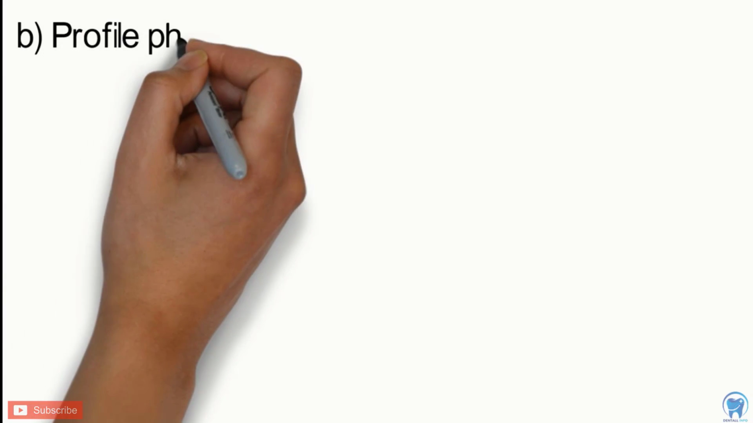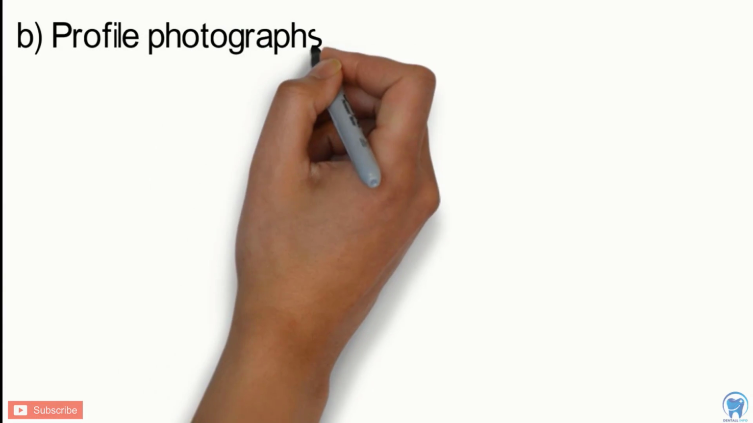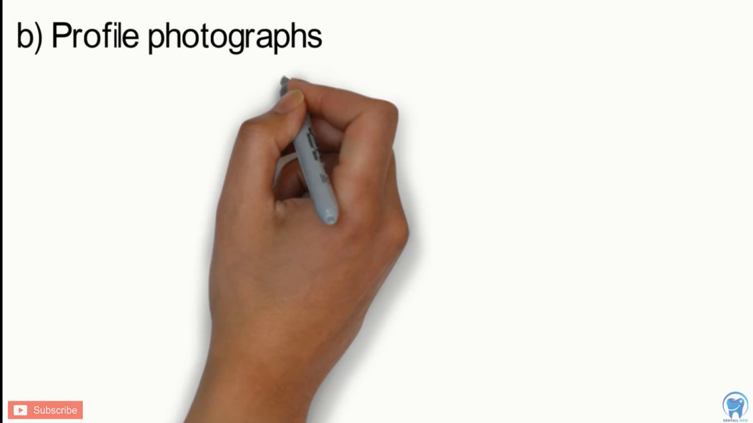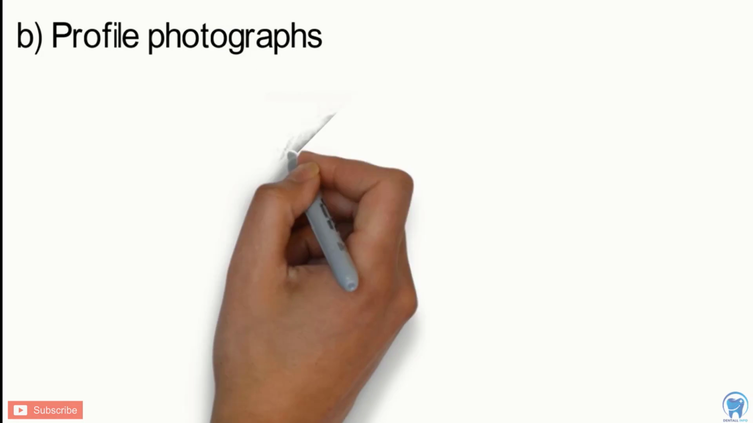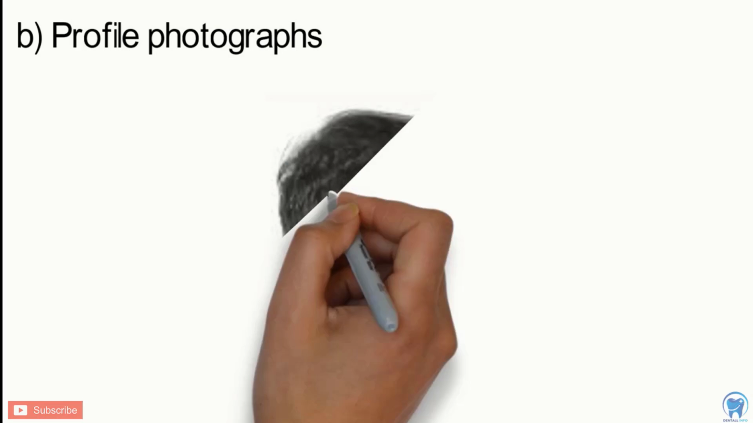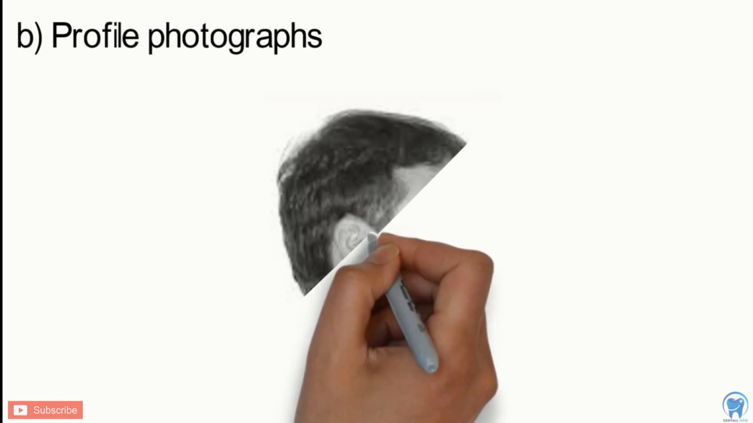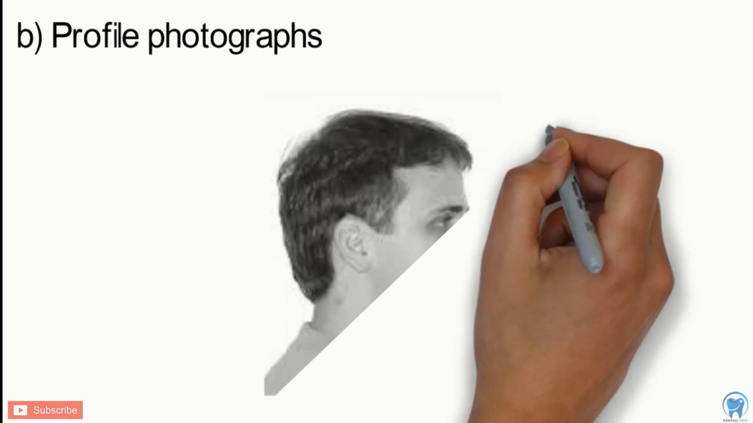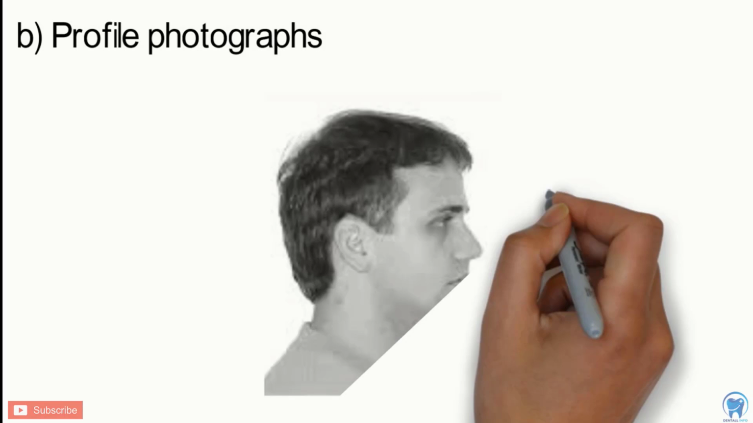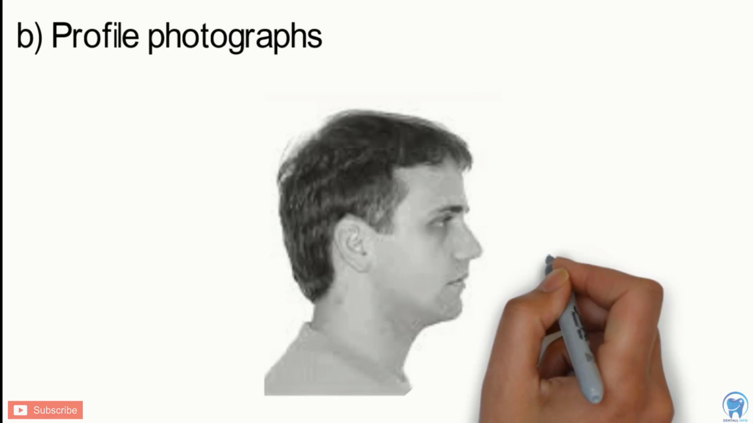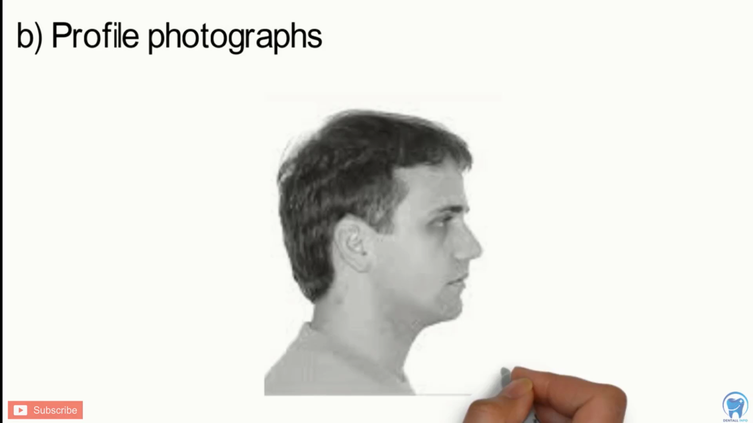Next method is the use of profile photographs. Profile photographs with teeth in maximum occlusion are useful while recording the vertical dimension of occlusion. The photographs are enlarged to life size and the measurements using the anatomic landmarks on the photograph are compared with the measurements using the anatomic landmarks on the face. However, the disadvantage of this method is the inaccuracies resulting from photo enlargements.